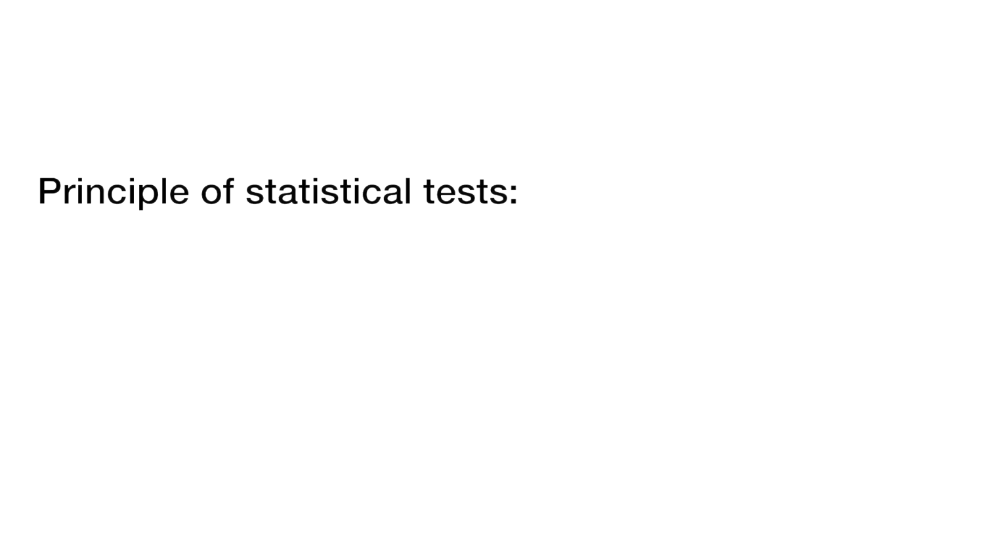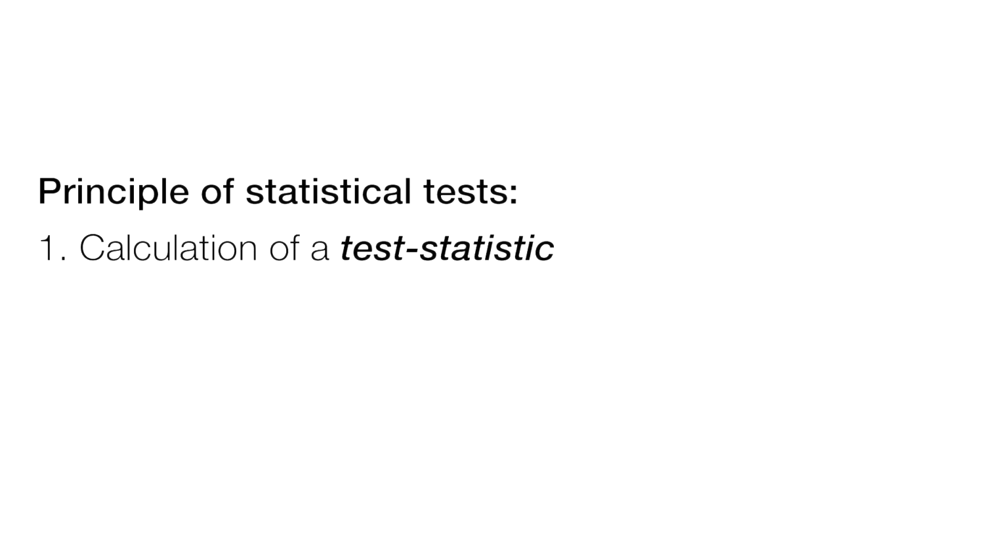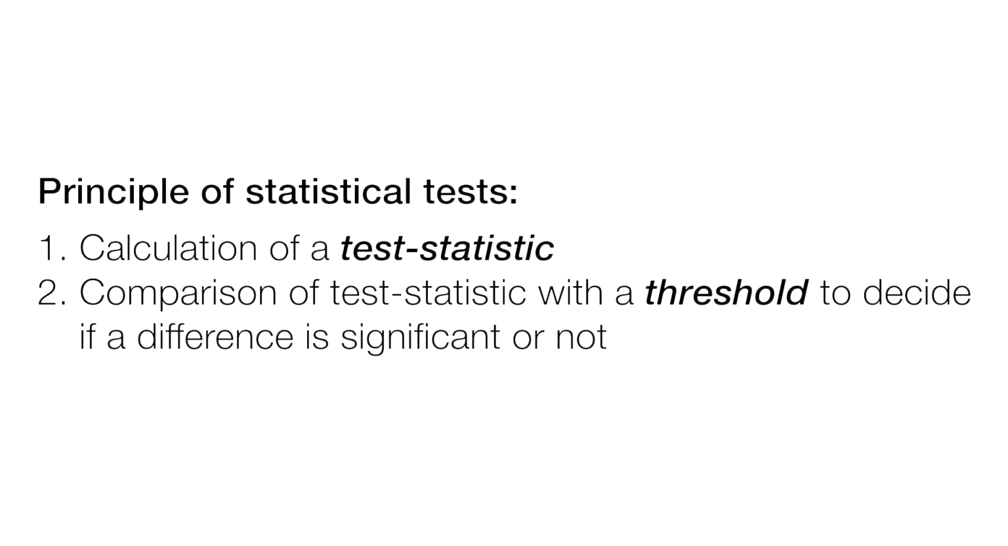Statistical tests are generally based on two steps. First, the calculation of a so-called test statistic, and second, the comparison of this test statistic with the threshold to decide if a difference is random or not, or in other words, if a difference is statistically significant or not. Let's have a look at step 1.